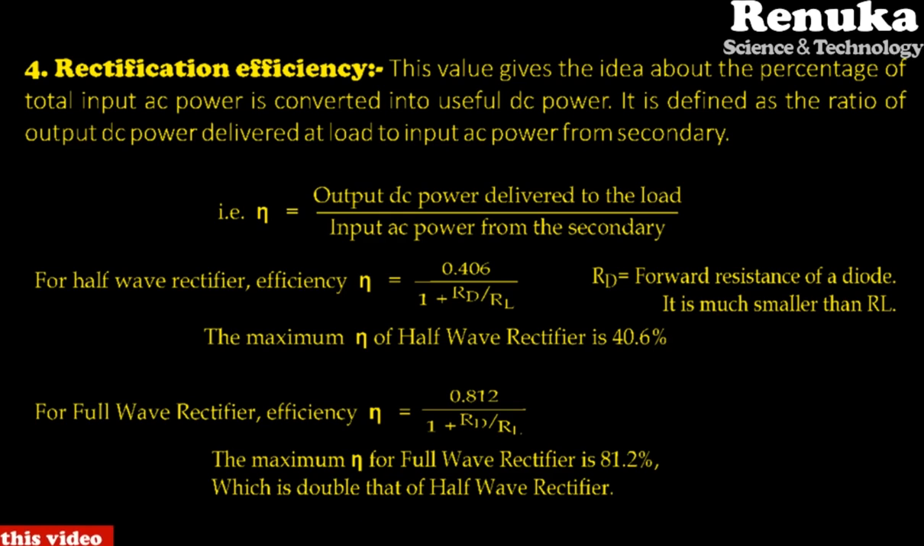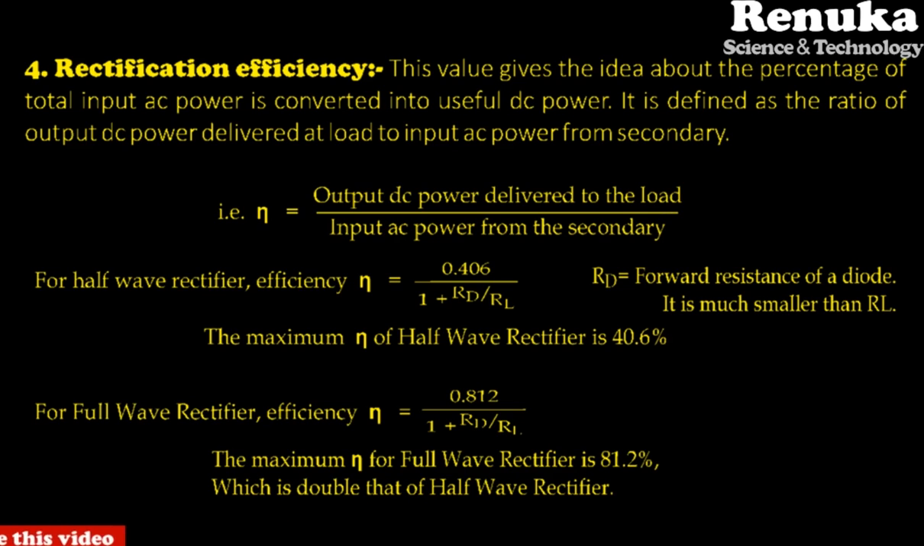It is equal to output DC power delivered to the load divided by input AC power from the secondary. That means eta is the ratio of output power upon input power for a rectifier. For half wave rectifier, efficiency can be calculated by the formula 0.406 divided by 1 plus RD by RL, where RD is the forward resistance of the diode, and this resistance must be smaller than the load resistance. The maximum eta of half wave rectifier is 40.6%.